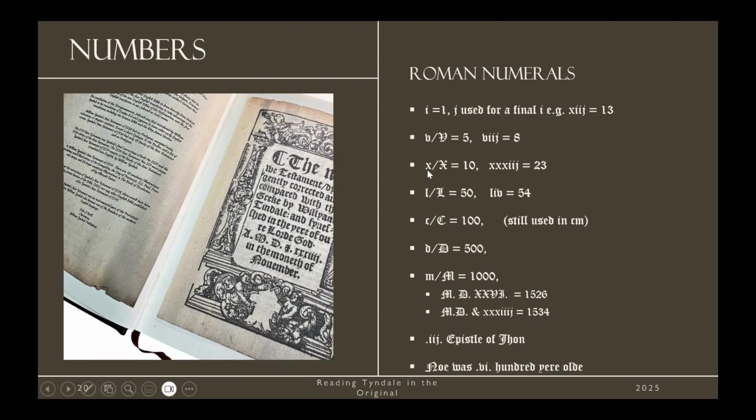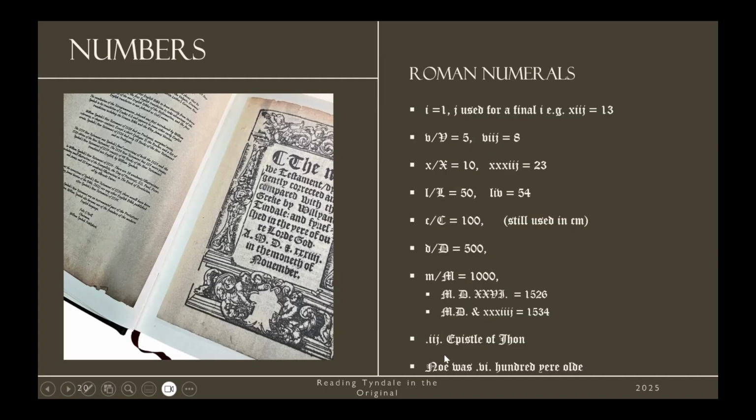So you had X for 10, L for 50, C for 100. And I was thinking we still kind of use C for 100. If you think of the word centimetre, it's a hundredth of a metre, don't we? D for 500, M for 1,000. And so in the 1526 New Testament, he's got M, D, X, X, V, I, all in capitals. But in the 1534 at the front, it's got MD, and then he's got the and symbol, and then he's got 34 in lowercase, which is in that illustration there. So they sometimes even mix uppercase and lowercase for the numbers.